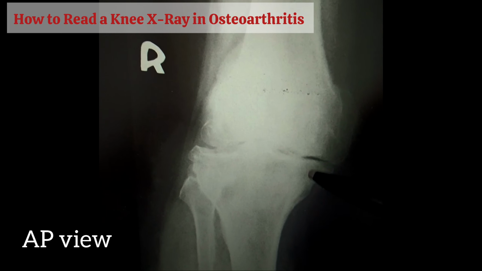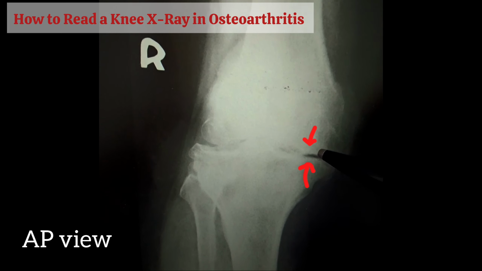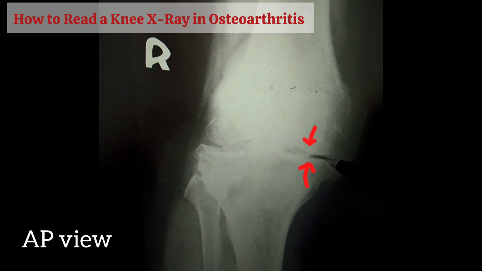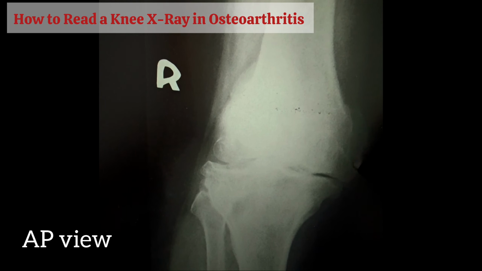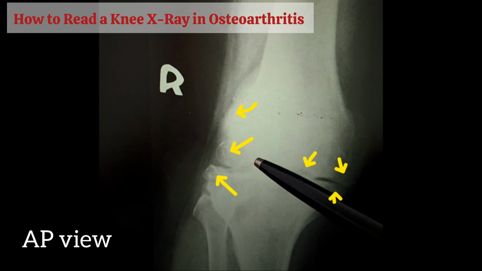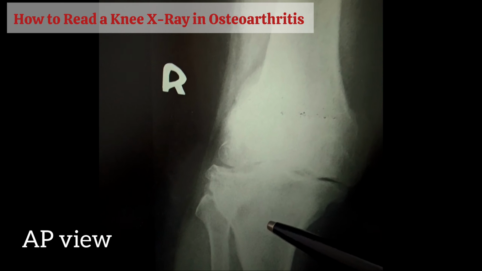Okay. Now, first of all, observe the medial compartment. The joint space here is almost or completely lost. This suggests significant cartilage degeneration. Now, you can also see the prominent osteophytes or bony outgrowth along the joint margin. This is one of the hallmark signs of knee OA.